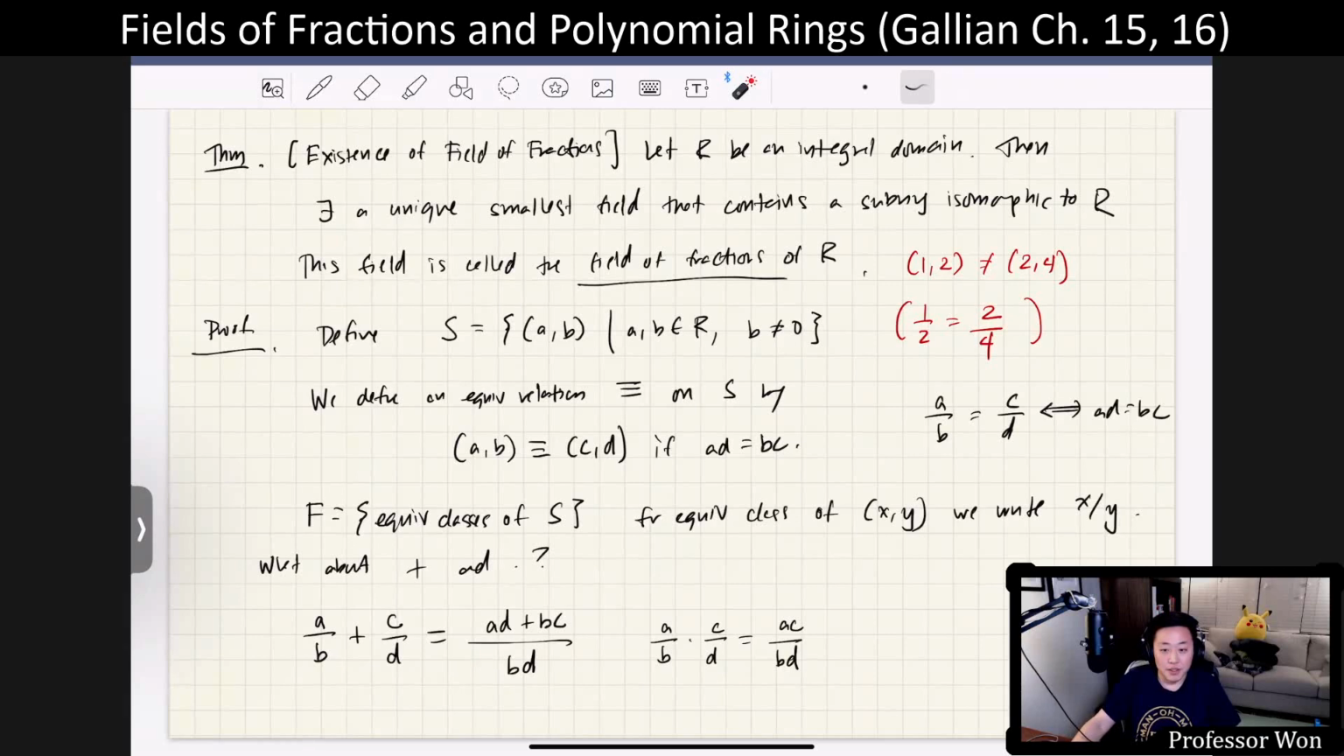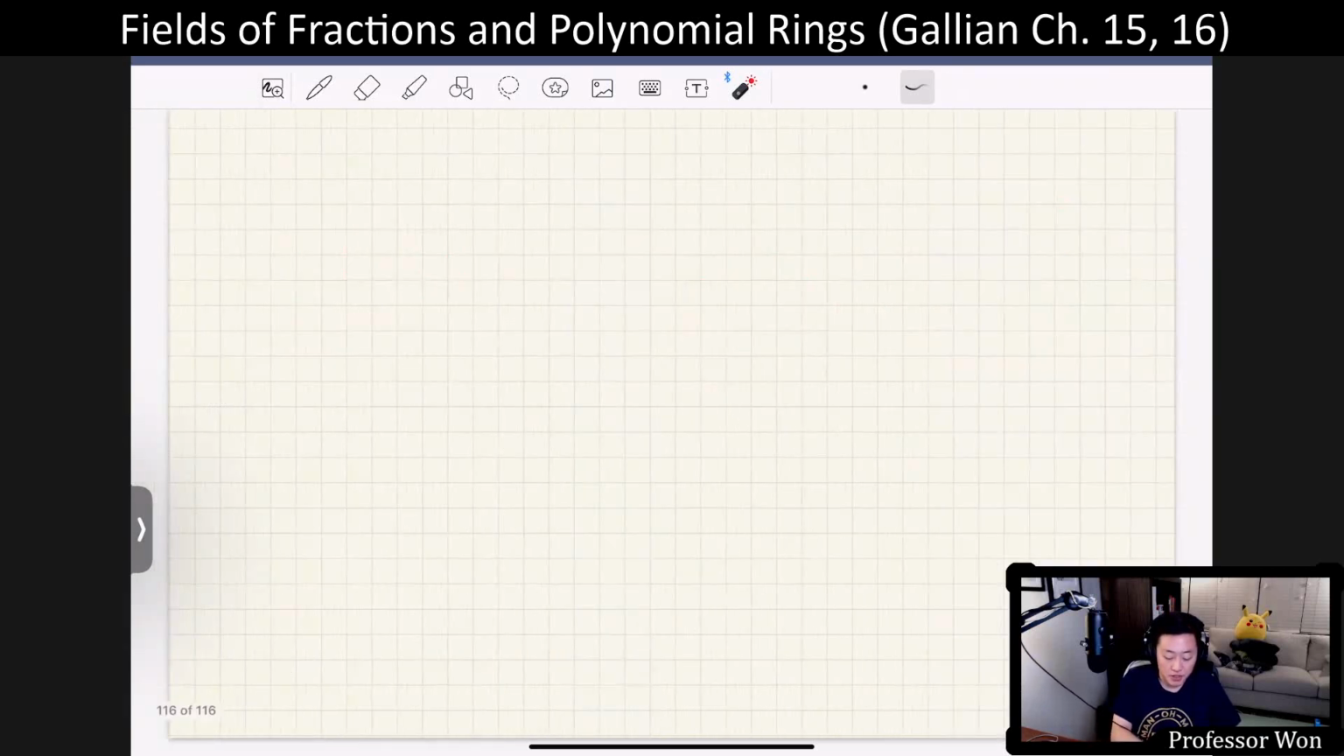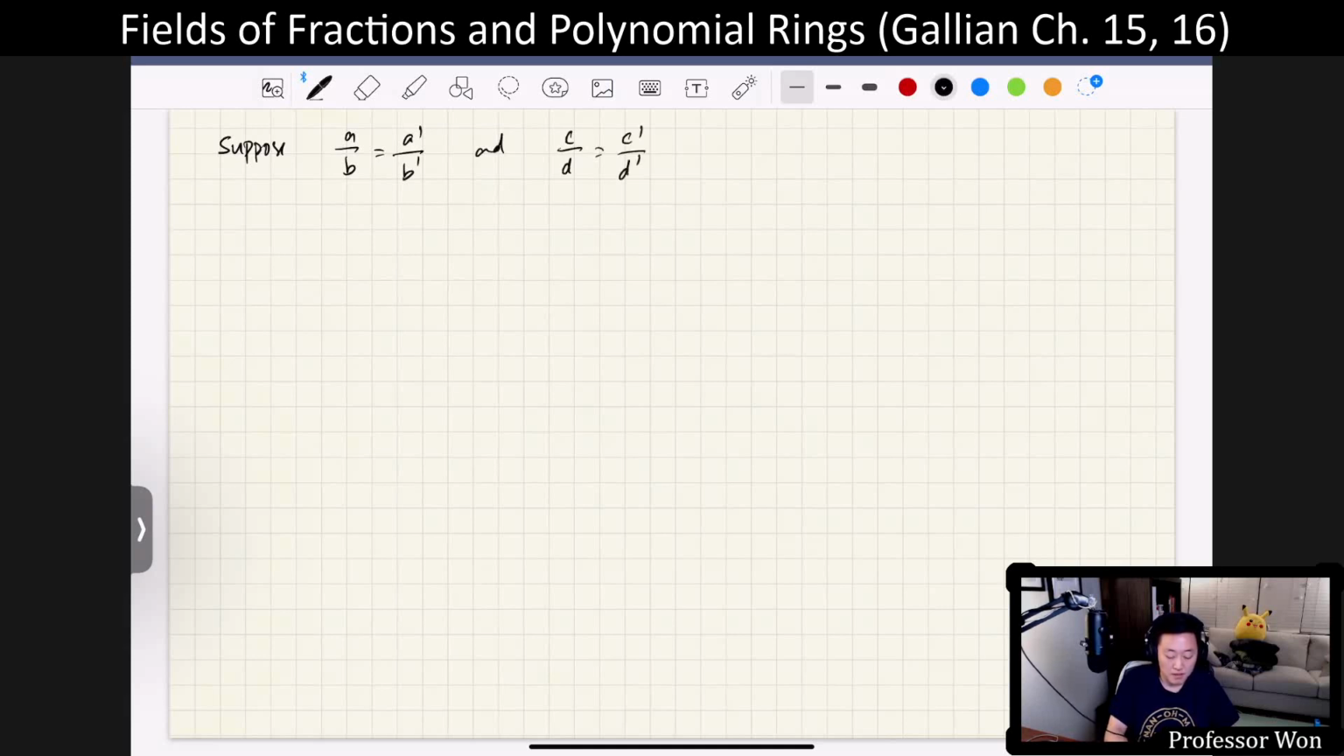Okay, so we need to check well-definedness now, because there are many representations of the same fractions in F. Then, once we show that the operations are well-defined, we need to show that those two operations make F into a field. So let's suppose that we have two representations of A over B and two representations of C over D. I need to show that if I add A over B to C over D, and I add A prime over B prime to C prime over D prime, the sum that I get is the same thing. Same thing with the product.